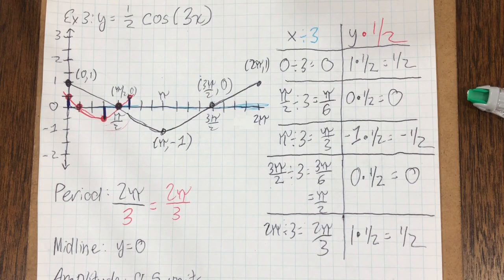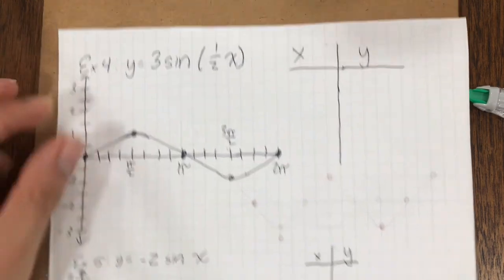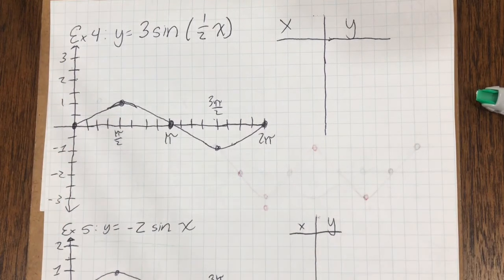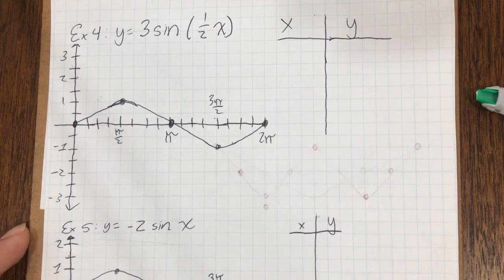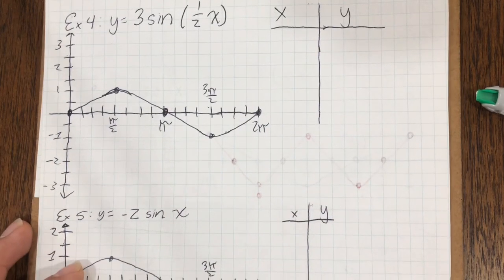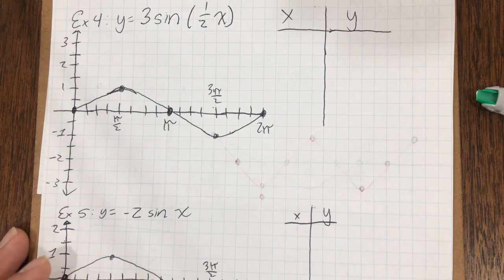So let's take a look at a few more examples where we still have a change in both the amplitude and the period, but we're going to see how this is going to be a little bit different than the previous example. All right, so we have y equals 3 times sine of a half x.